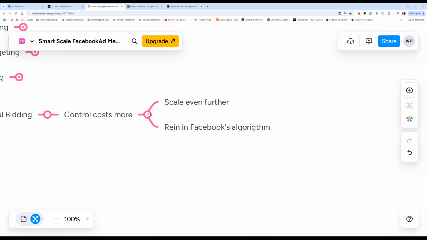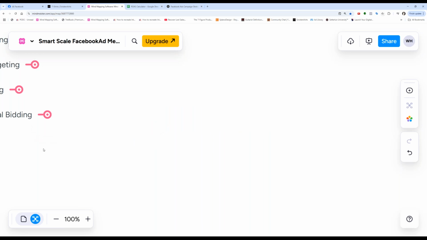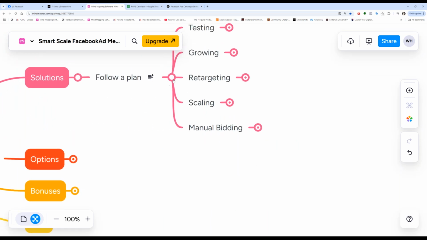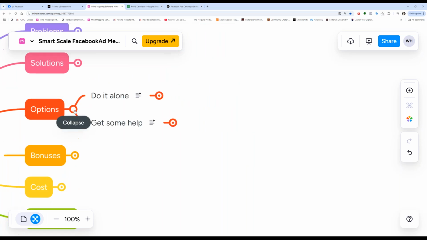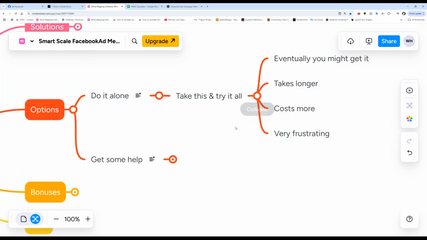So you might be thinking, okay, Will, I have no idea what the heck you're talking about. That is all over my head. I get the gist, but what are my options here? Well, you've got two, basically. You can do it all alone. So take everything I just showed you and try and piece together your own plan.